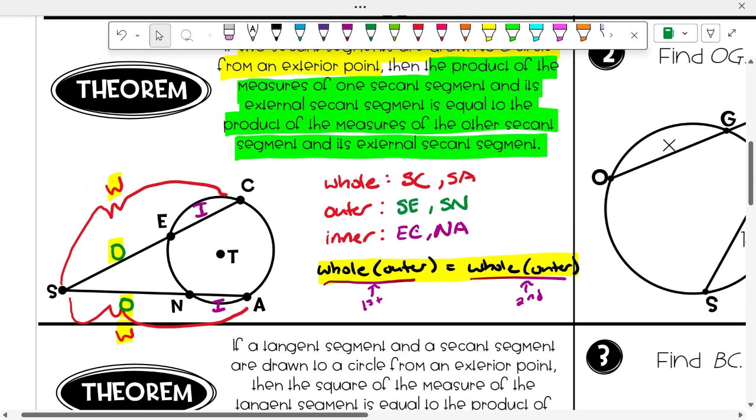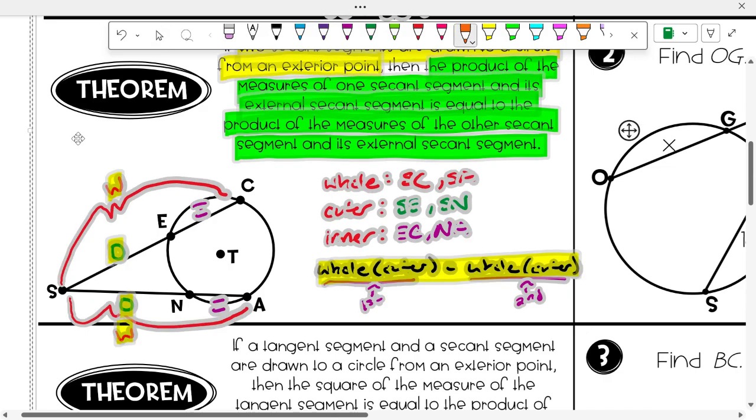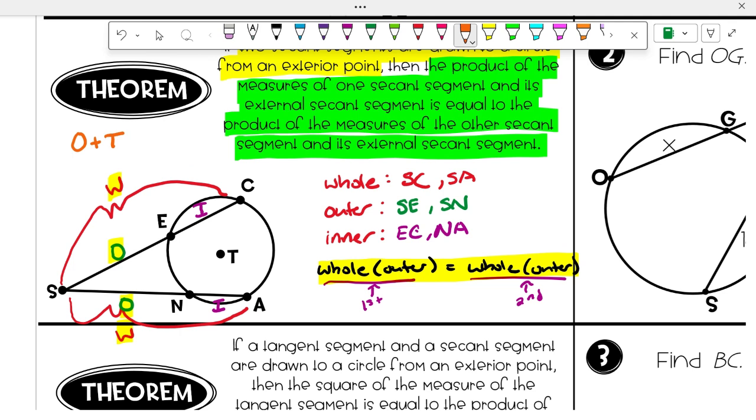Now, one more thing I need to mention is outer plus inner is equal to the whole. All right, that's important. It'll pop up. So outer plus inner is equal to the whole, which makes sense. It's two pieces of one segment. You'd think that would be obvious, but sometimes it's not to some people. I just want to make that distinction now.